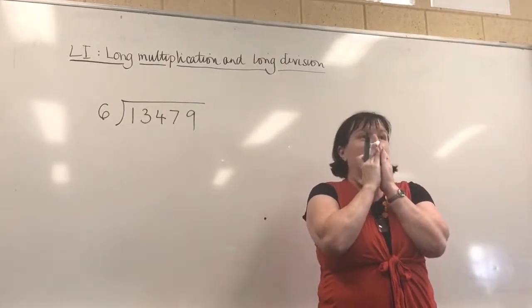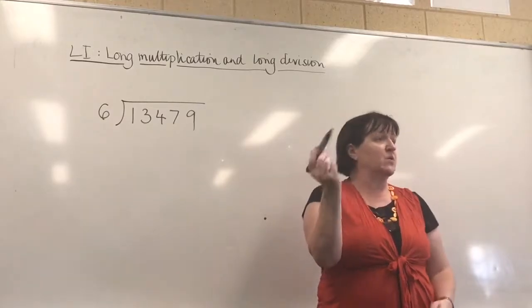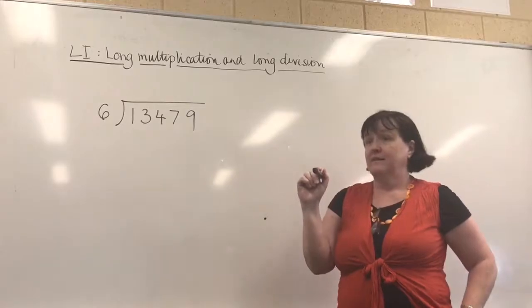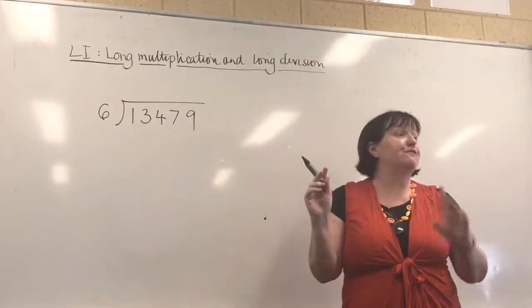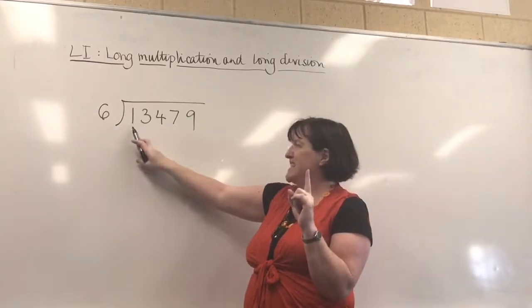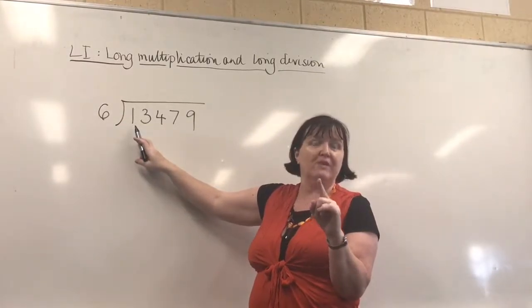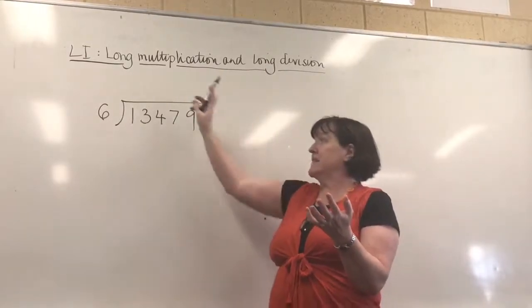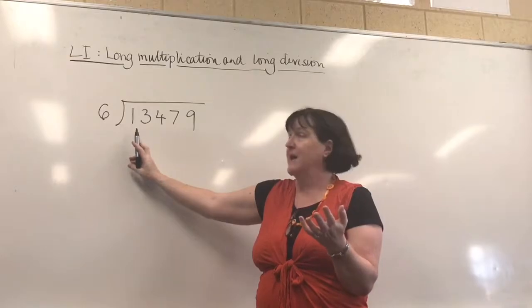So this time, I don't start with the units. Where do I start this time? Furthest left, that's right. So you start with this digit here, whereas when we were doing multiplication and addition, we started in the units column. This time we start over in this column here.